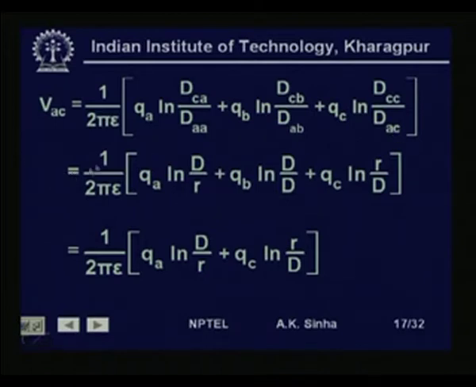This will be equal to 1 by twice pi epsilon qA log n d by r, that is substituting the distances, d by r, plus qB log n d by d plus qC log n r by d. Again this term, since it is d by d log n 1, so this term goes to 0. So, we have VAC is equal to 1 by twice pi epsilon into qA log n d by r plus qC log n r by d.